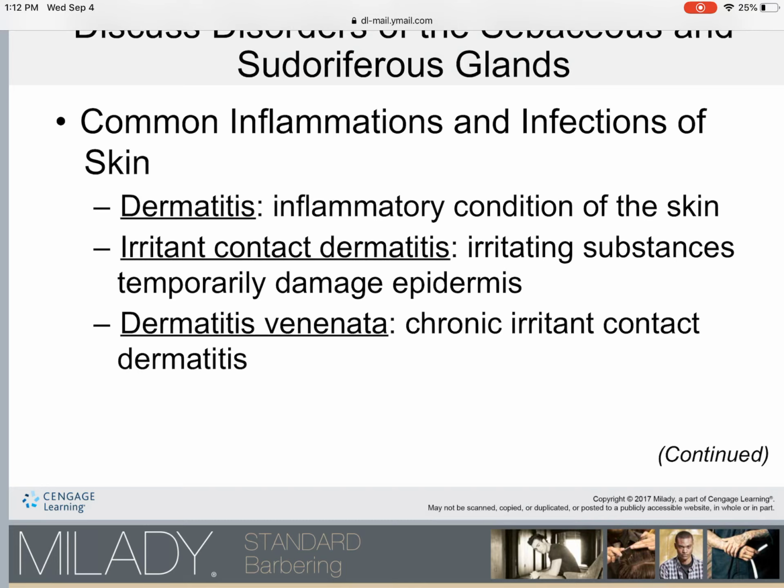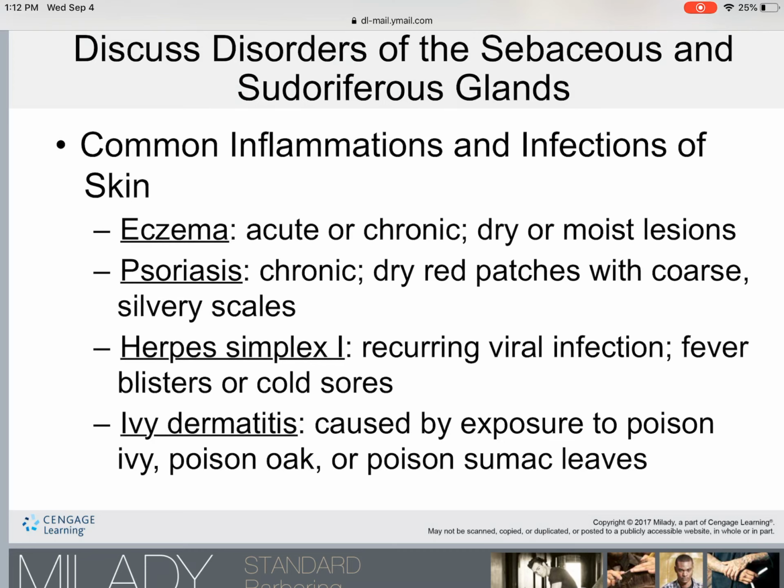Eczema is an inflammatory skin disease that may be acute or chronic in nature and present in many forms of dry or moist lesions. Eczema is frequently accompanied by itching or burning. In all cases, it should be referred to a physician for treatment. Eczema is not contagious and its cause is unknown.